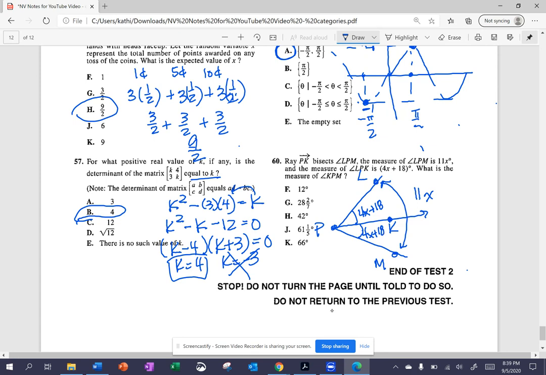So writing my equation, I have 4x plus 18 plus 4x plus 18 equals 11x. So I get 8x plus 36 equals 11x. So subtracting 8x from both sides, I get 36 equals 3x. Dividing by 3, I get x equals 12. And then I want to substitute back in because it's asking me for the measure of the angle, so answer the question.